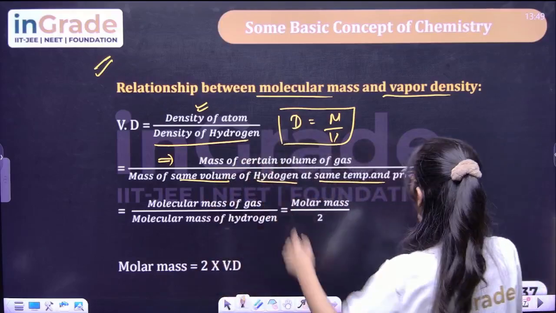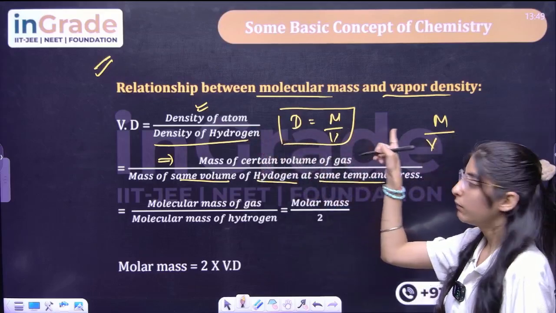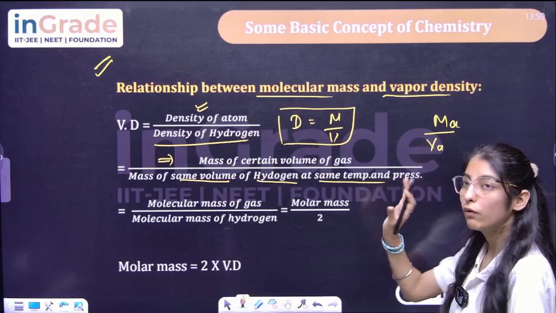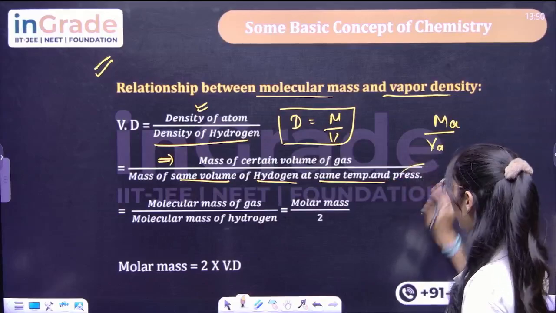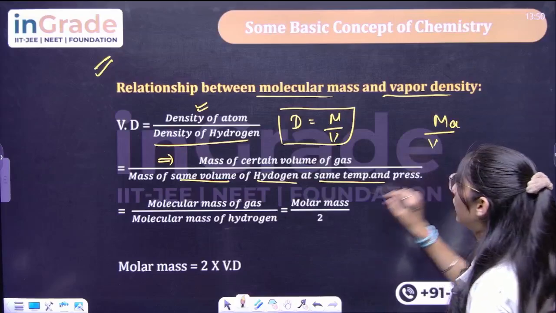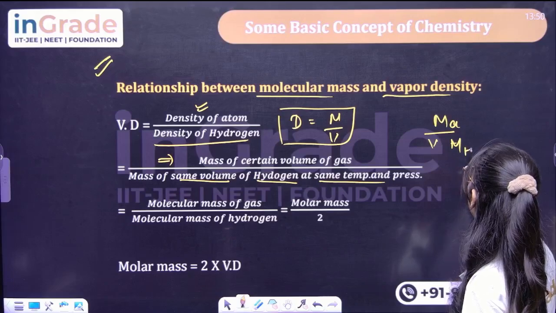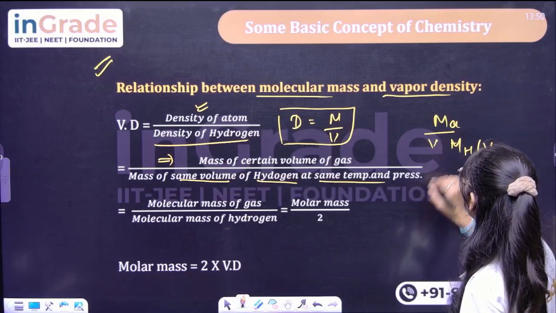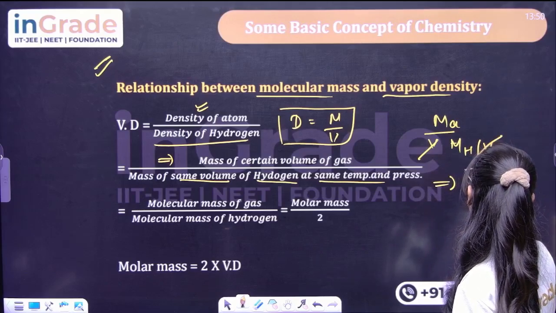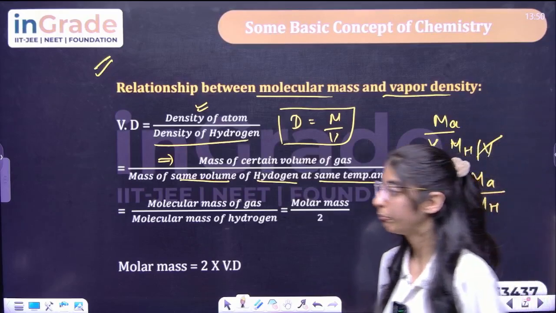So if I say mass per unit volume, the density of the gas I simply represent as M over V, and the volume will remain the same. So if I write the density of hydrogen as mass of H over V, then V instantly cancels out and we get the mass of the particular gas divided by the mass of hydrogen. Okay.